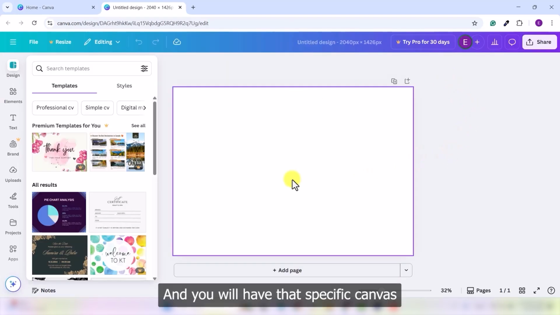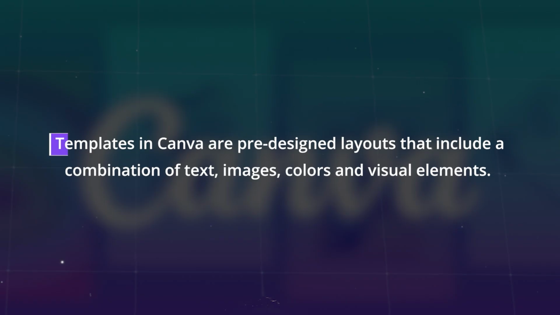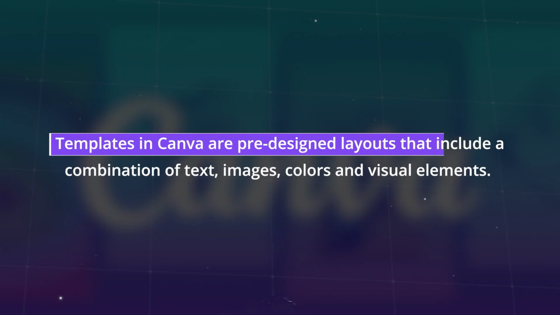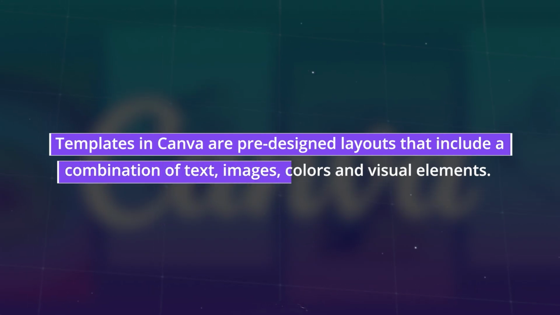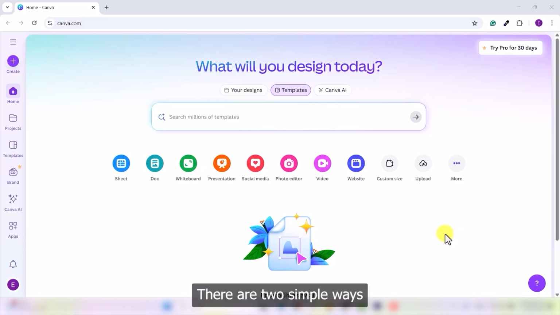And you will have that specific canvas that you can work on. What are Canva templates? Templates in Canva are pre-designed layouts that include a combination of text, images, colors, and visual elements. How to find templates in Canva? There are two simple ways to browse Canva's template library.